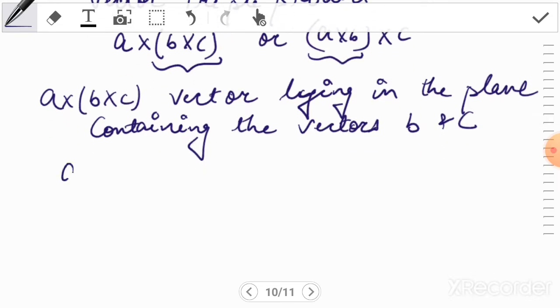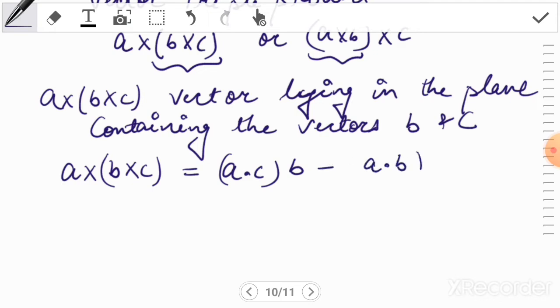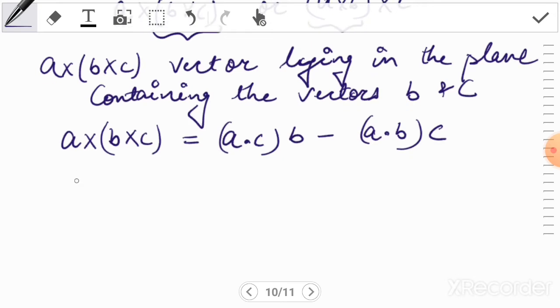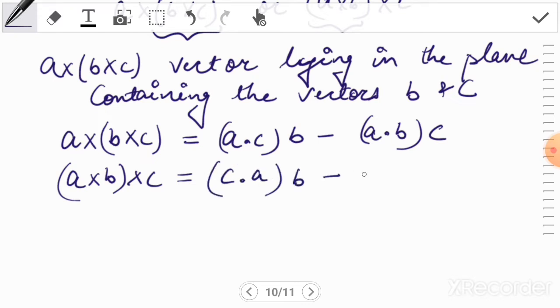So it can be shown that A cross (B cross C) is equal to (A dot C) B minus (A dot B) C. Similarly, you can write (A cross B) cross C is equal to (C dot A) B minus (C dot B) A.